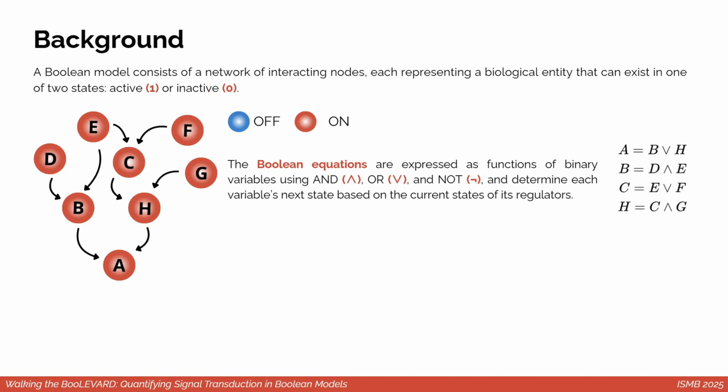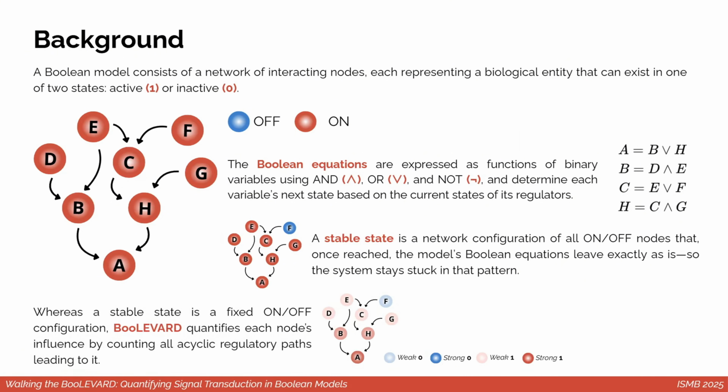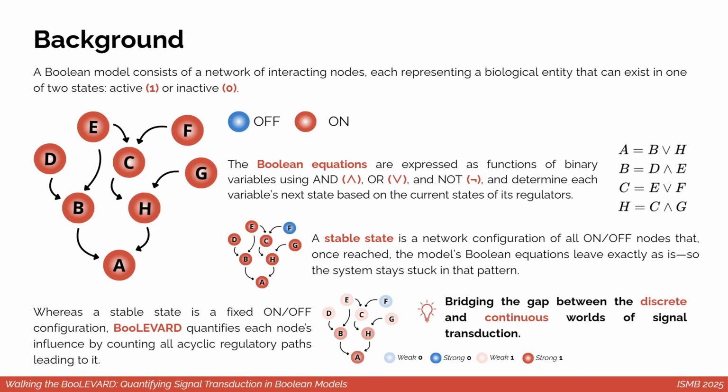its regulators. A stable state is a network configuration of all on and off nodes that, once reached, the model's Boolean equations leave exactly as is, so the system stays stuck in that pattern. Whereas a stable state is a fixed on-off configuration, BooLEVARD quantifies each node's influence by counting all acyclic regulatory paths leading to it. As a result, BooLEVARD bridges the gap between the discrete and continuous worlds of signal transduction.